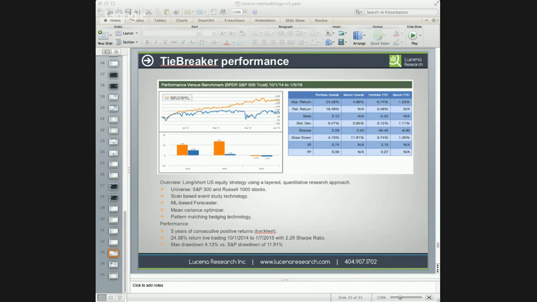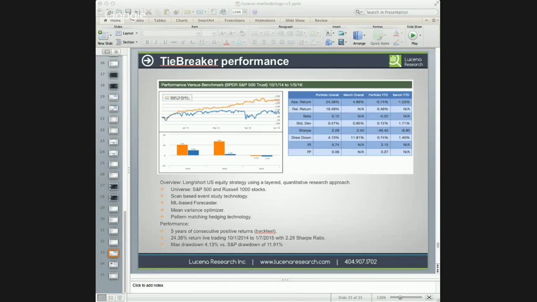About how many stocks might Tiebreaker hold at once? What's a guesstimate of the minimum amount to trade such a strategy? So Tiebreaker, the core is 10 stocks, and the hedge is 10 stocks. So each Tuesday, we enter 20 positions.